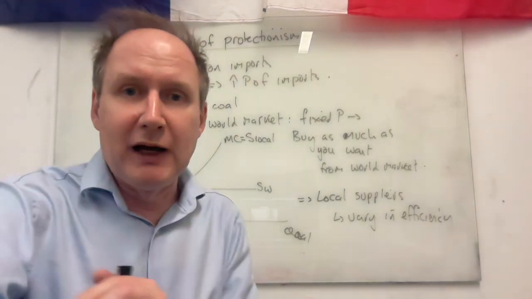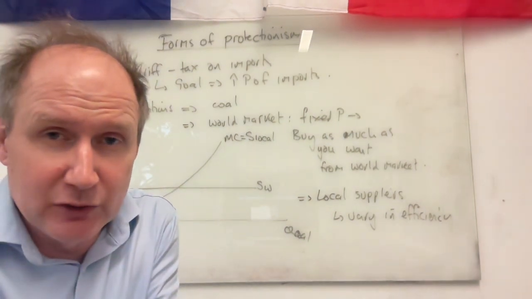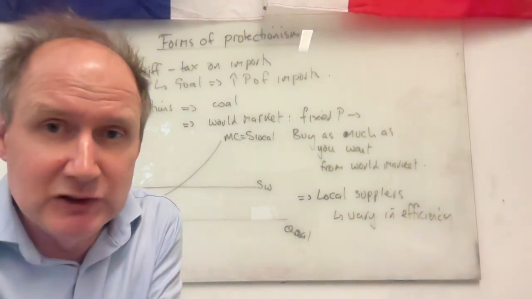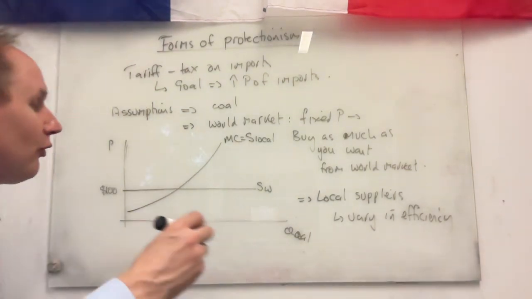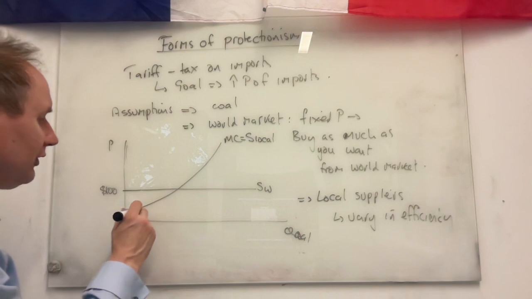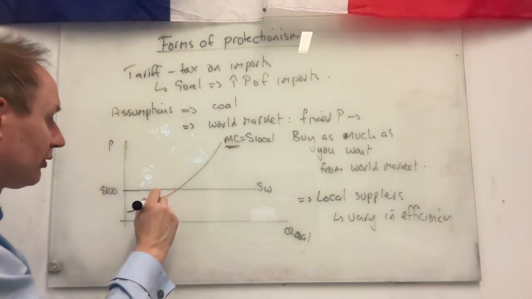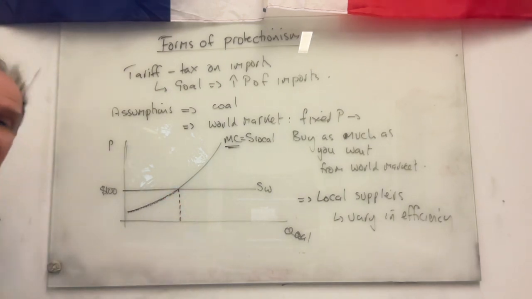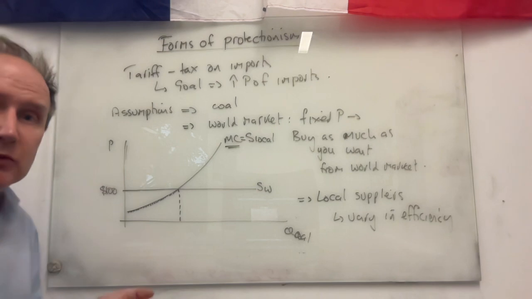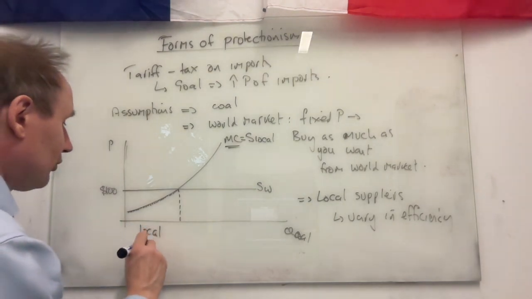What would make you buy local coal? The answer is you'll buy local coal as long as it's at least as cheap as coal from the world market. Therefore, all of these coal mines here, their marginal cost is below the world price, and therefore they can compete. So up to there, local consumers would buy from local firms. So that is our local supply there.